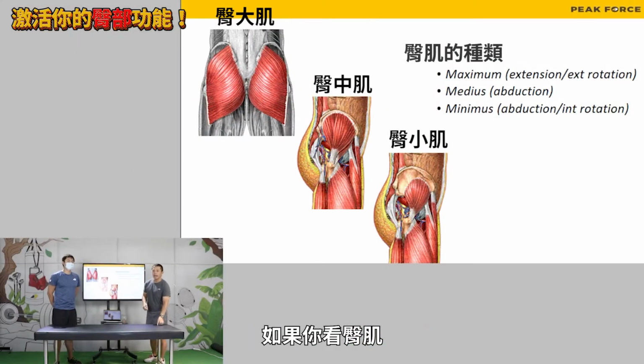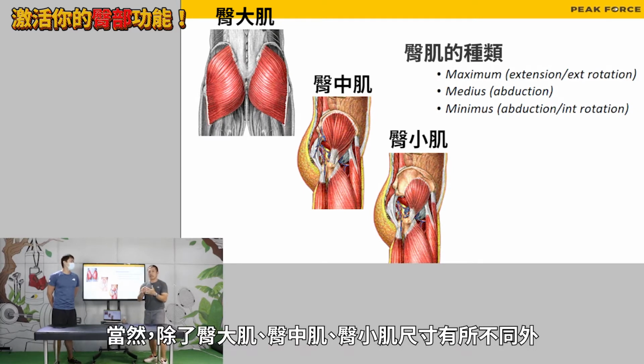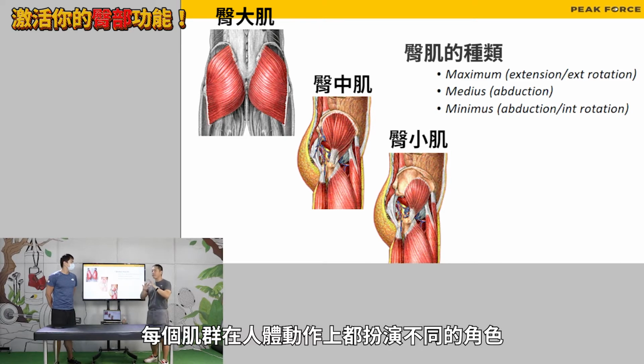So let's go to the slide here, talking about the glutes muscles. If you actually look at the glutes muscles, they have different functions. Of course the size is different between maximus, medius, and minimus, but more importantly, each one actually has a very different role for human movement.